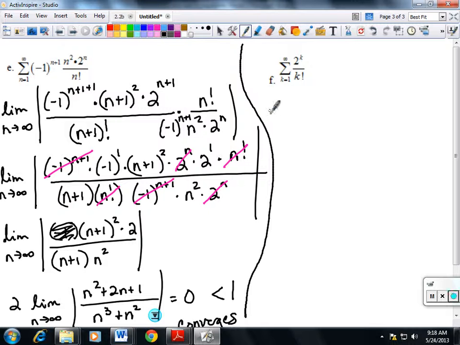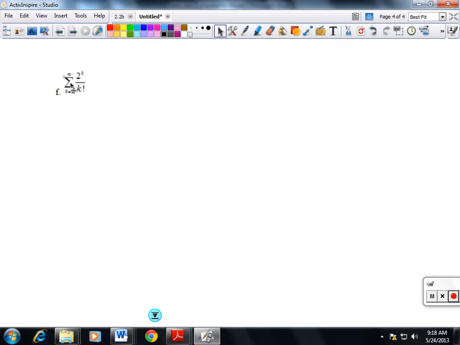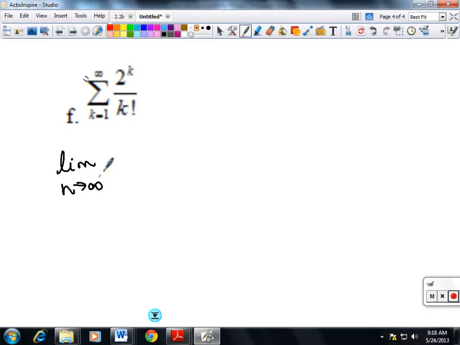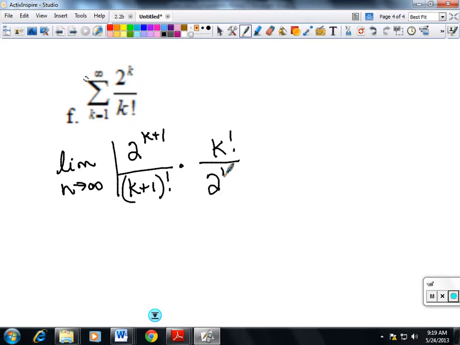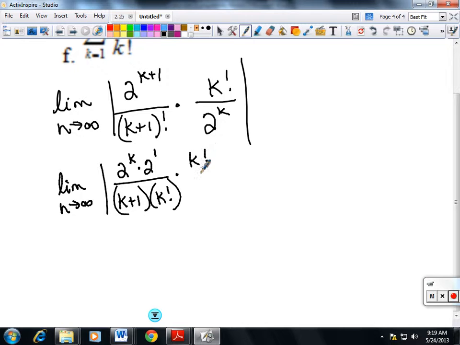Alright, last one is, I'll tell you what, let's take it to a new page so it's not all cluttery. Okay, the limit as n goes to infinity of 2 to the k plus 1 over k plus 1 factorial times k factorial over 2 to the k. Well, I'm going to rewrite that. I made it really big. That's the limit as n goes to infinity of 2 to the k times 2 to the 1 over k plus 1 times k factorial times k factorial over 2 to the k.